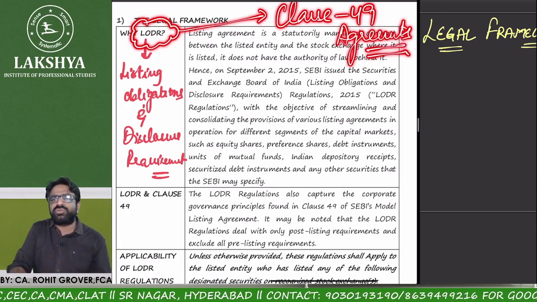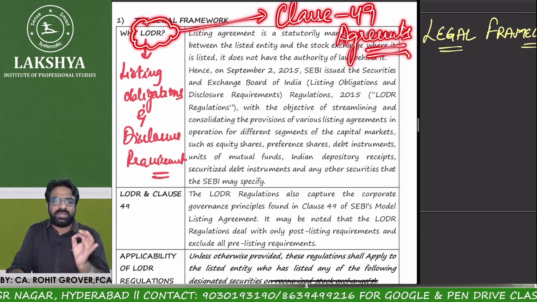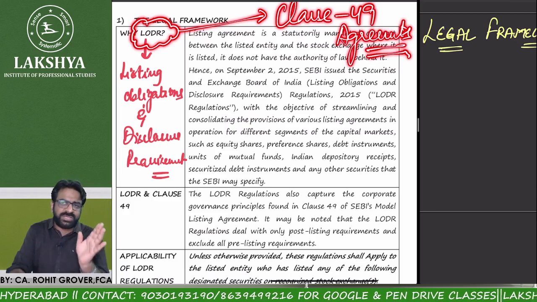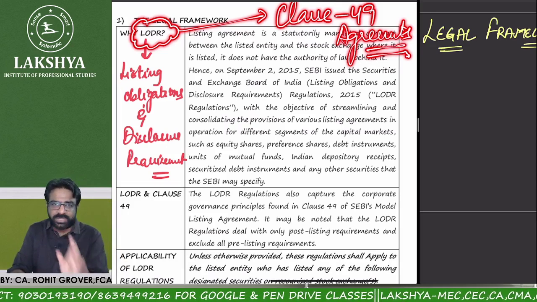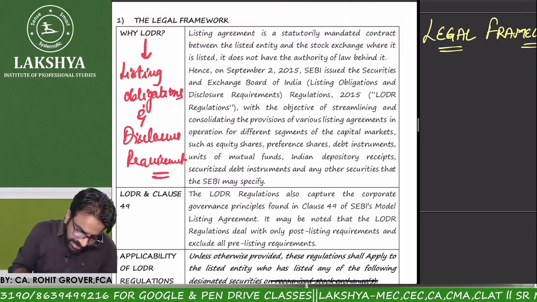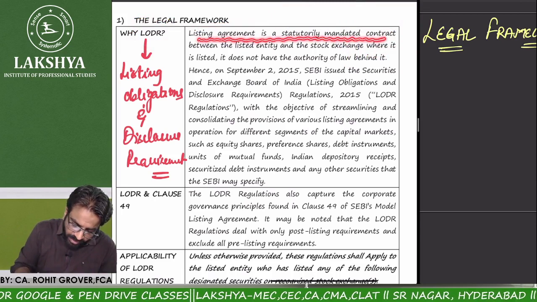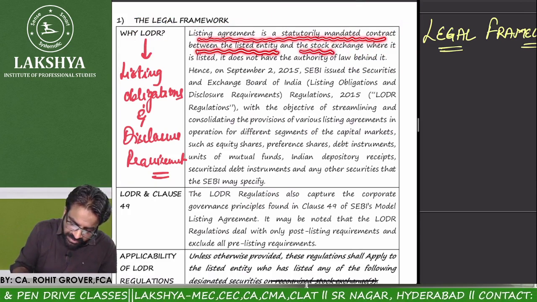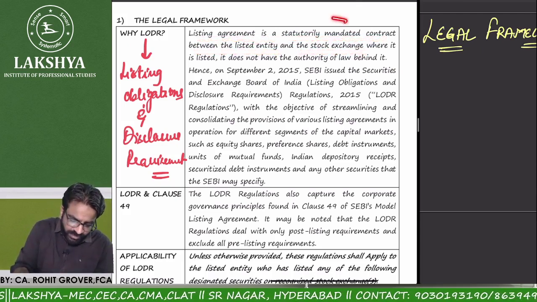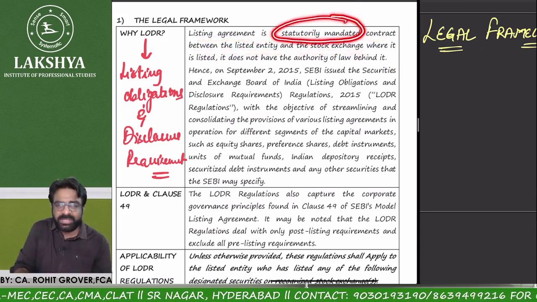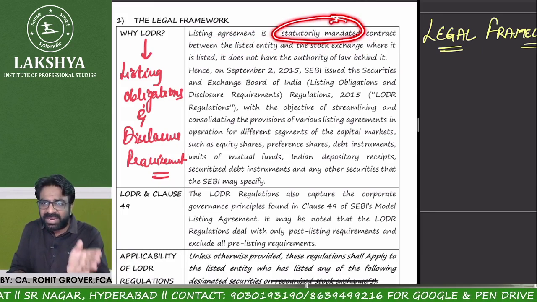LODR earlier used to be known as the Clause 49 agreement, but now Clause 49 is known as the LODR regulation, so listing obligations and disclosure requirements. Now let us see. A listing agreement is a statutorily mandated contract between the listed entity and the stock exchanges. In the very beginning line itself, they have used this: it is a statutorily mandated contract between whom and whom? Between the listed company and the stock exchange.